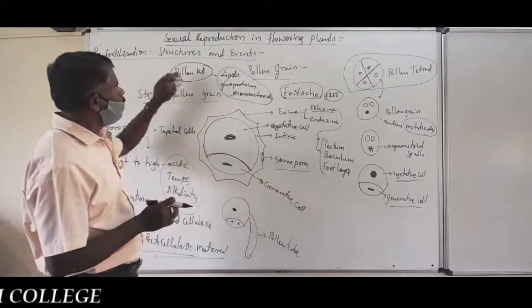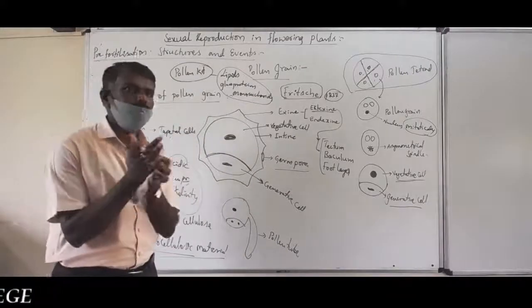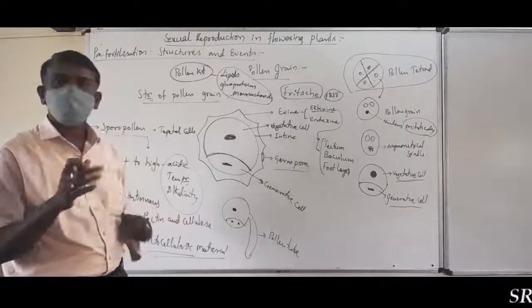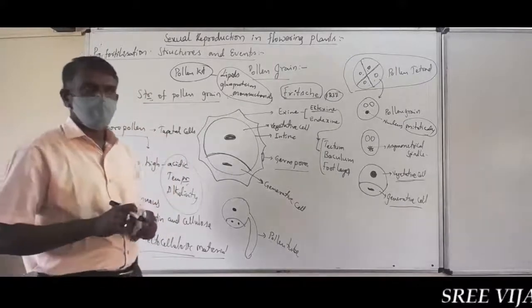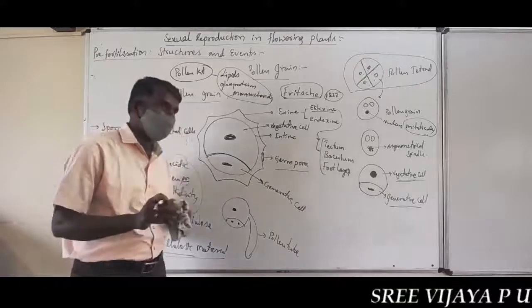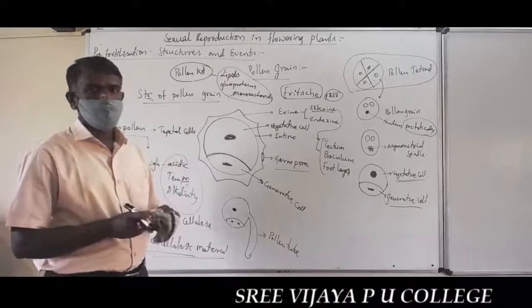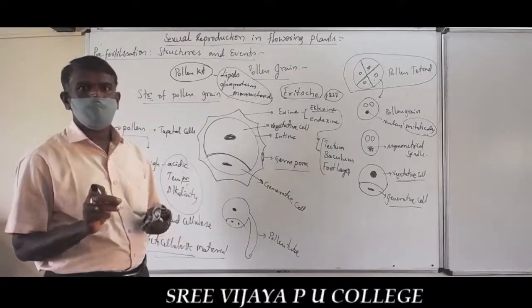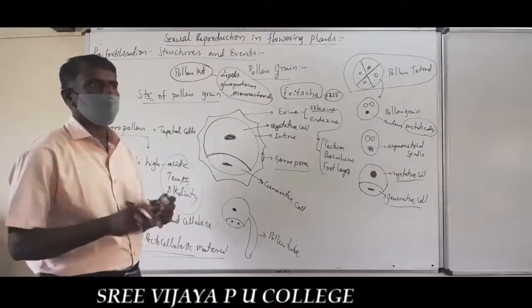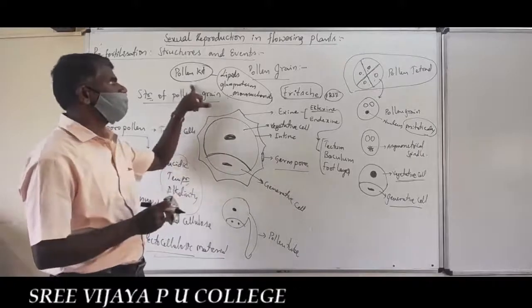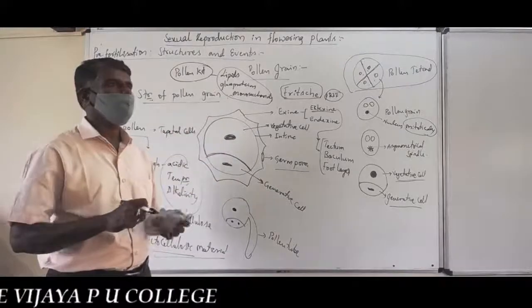The presence of the pollen kit helps attachment to the legs of insects. That is what we call insect pollinated flowers, entomophilous flowers, which consist of a special content, the pollen kit.